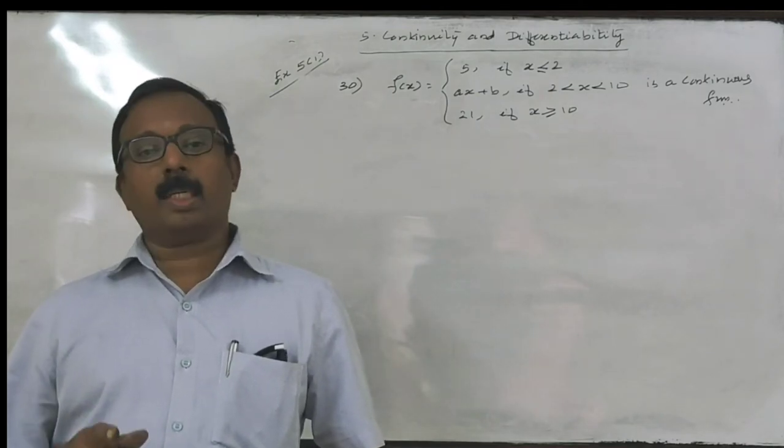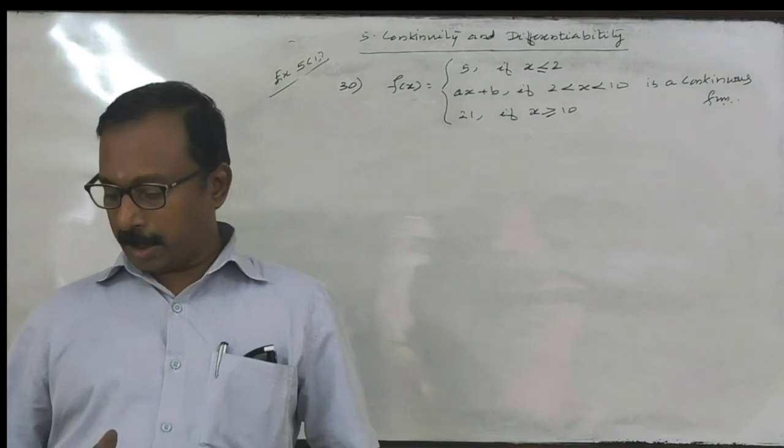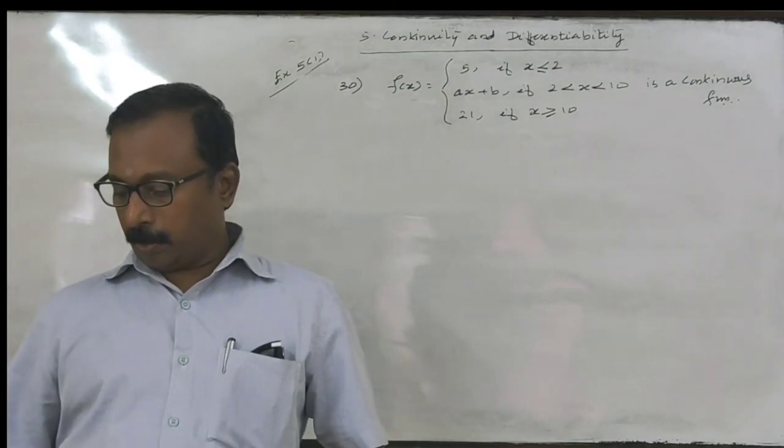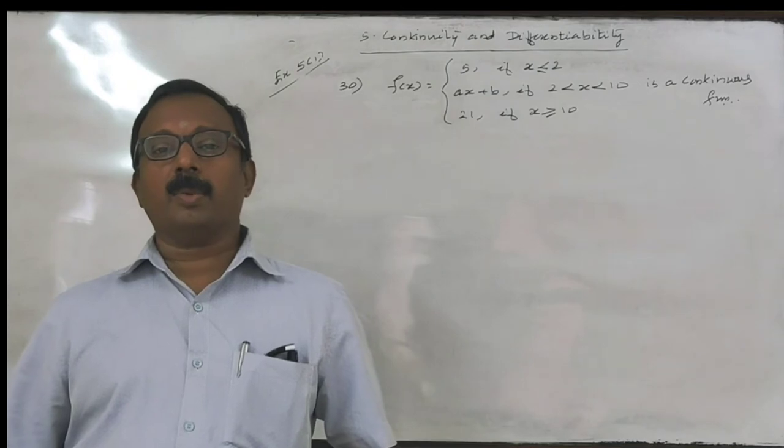The function is continuous, so LHL is equal to 4k, which is equal to 3. So the k value is 3 by 4.